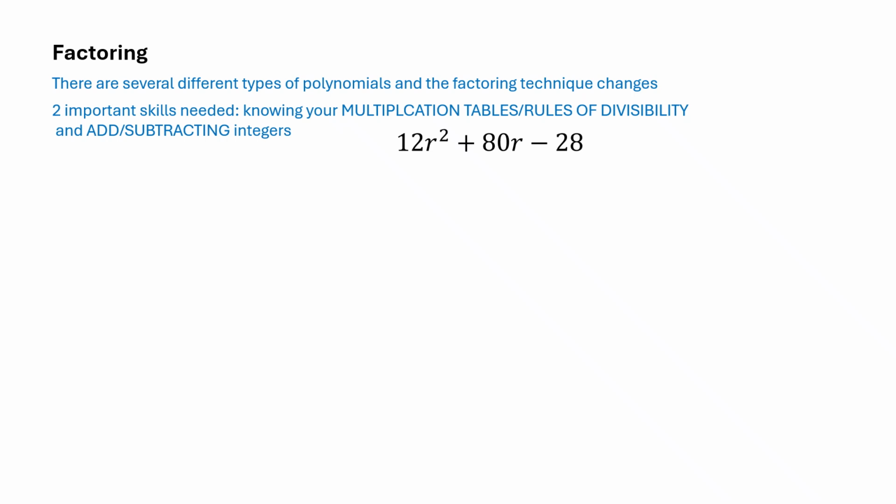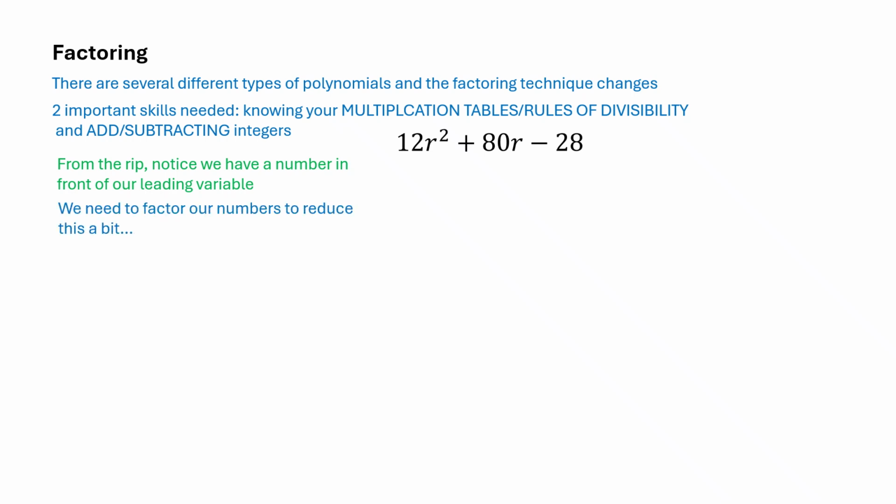All right, starting to get bigger here. So from the rip, notice we have a number in front of our leading variable. In all our previous problems, there was no number other than the number 1 in front of our variable with the squared on it. So that already makes this difficult. And then when I look at my middle number, it's an 80. It's a really big number, bigger than what we've had before. So we need to factor our numbers in order to reduce this problem a bit, and then we can start.